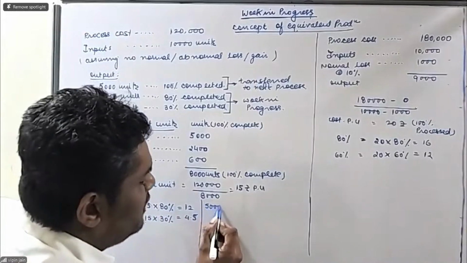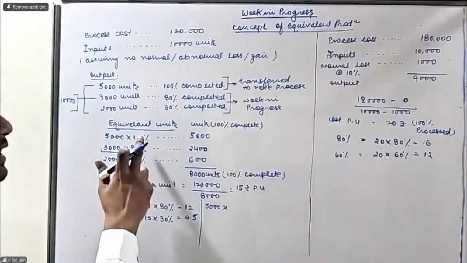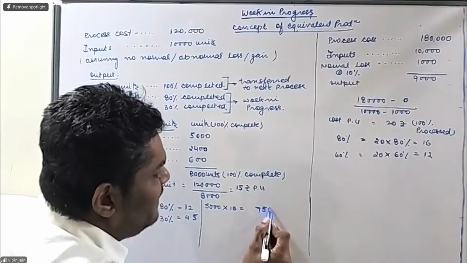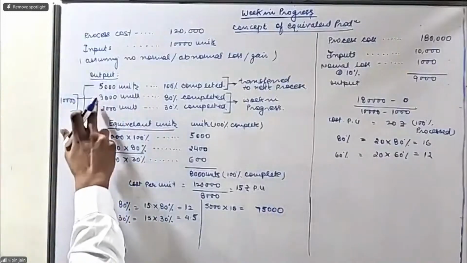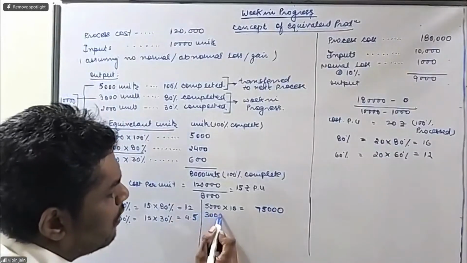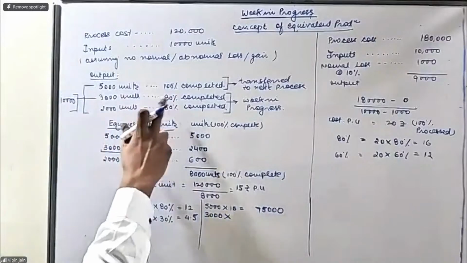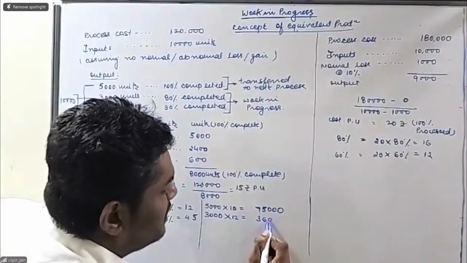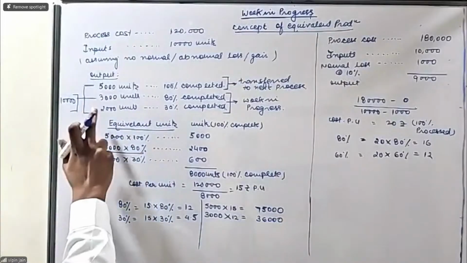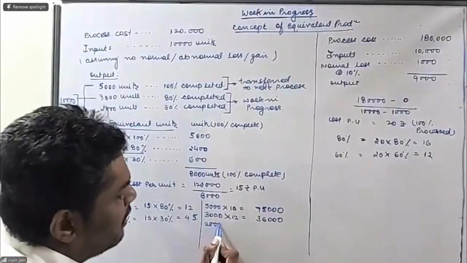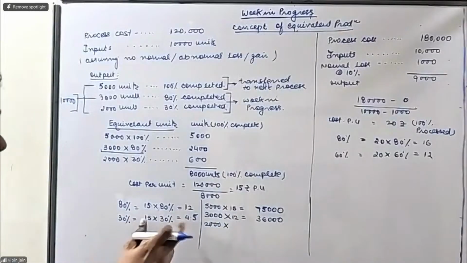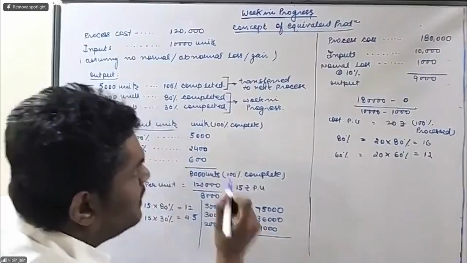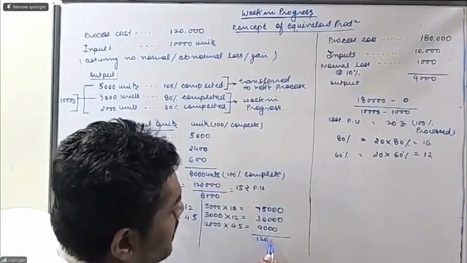So for 5,000 units that are 100% complete, the cost will be 15 each, so this will be 75,000. These 3,000 units are 80% complete. The cost of 80% is 12, so this will be 36,000 rupees. And these 2,000 units are 30% complete. The cost of a 30% completed unit is 4.5, so this will be 9,000. This is what the total is, 1,20,000.